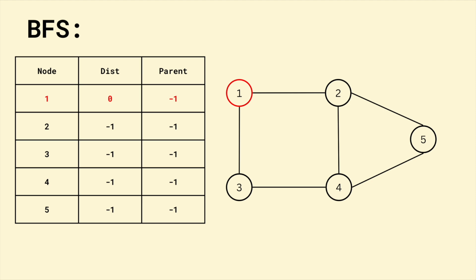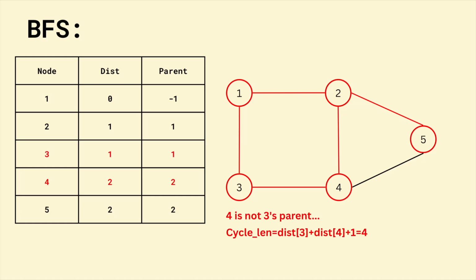Now let's take a look at how the BFS works on our sample case. We start at node 1 and mark it with a distance of 0. The BFS then goes to nodes 2 and 3, marking them with distances of 1. After that, from node 2, we reach nodes 4 and 5 with distances of 2. Node 3 will then try to visit node 4, but node 4 already has a different parent in 2. Thus, we have a cycle and compute the length of it to be 4.